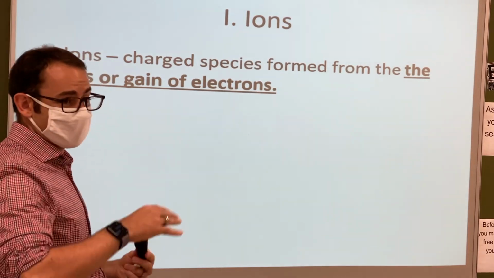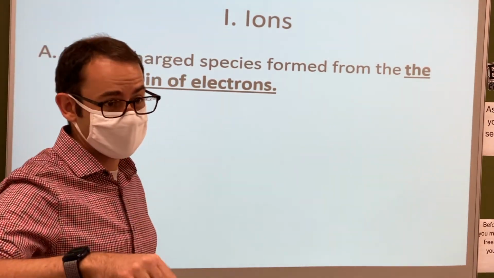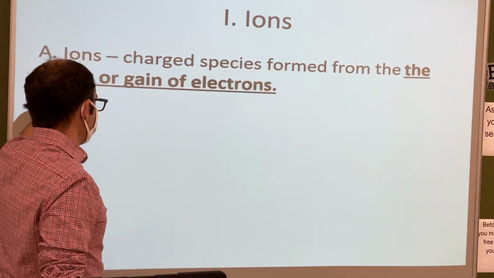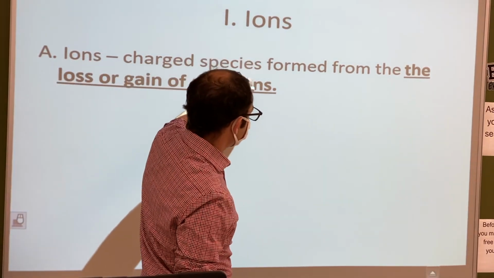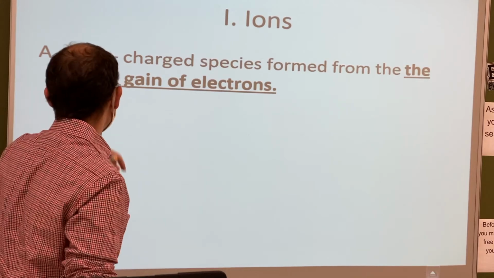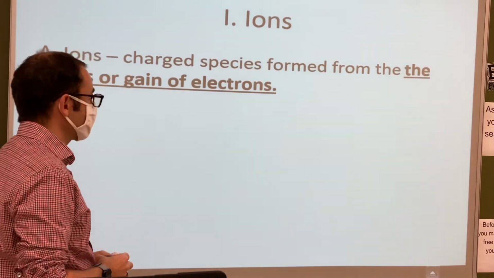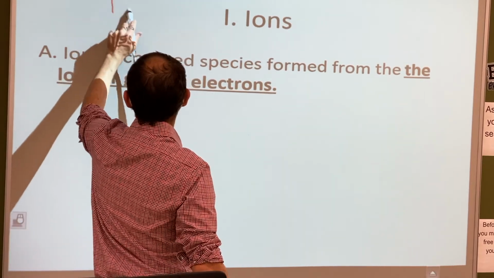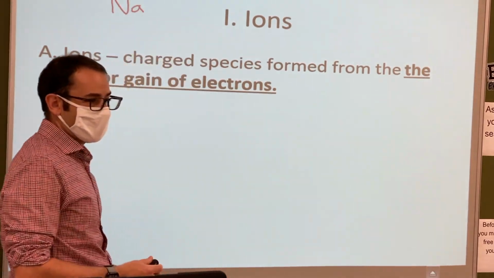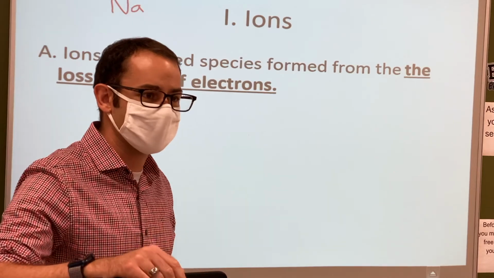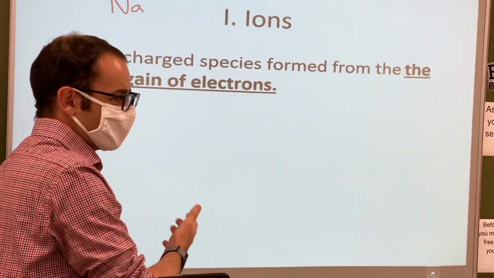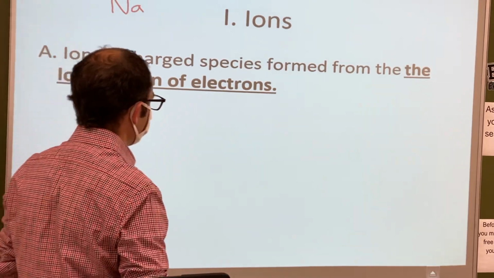The biggest thing you can do ahead of time, though, is memorize those elements and polyatomic ions. Ions are charged species formed from the loss or gain of electrons. Chemists like to use the word species to represent elements and whatnot, even though it doesn't feel like it's a dog or something.